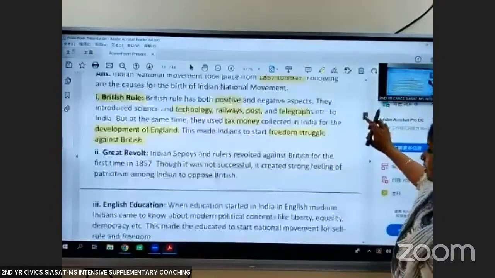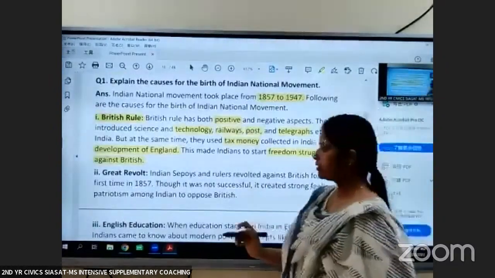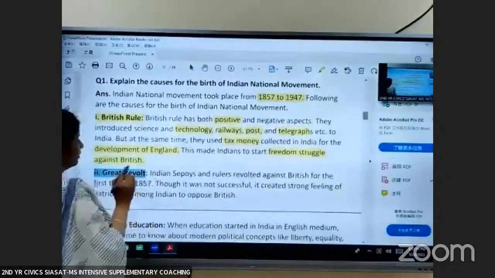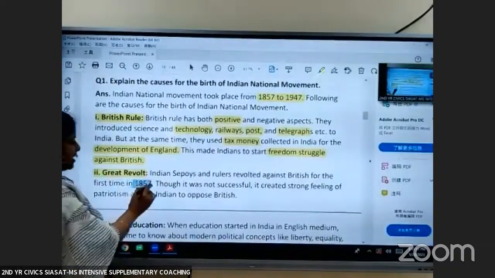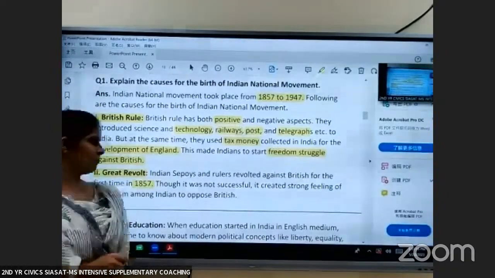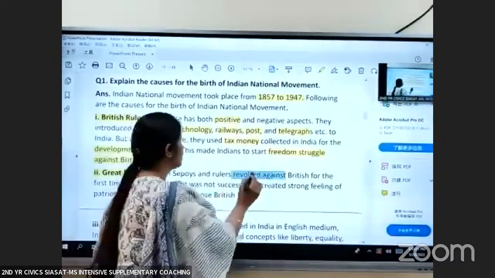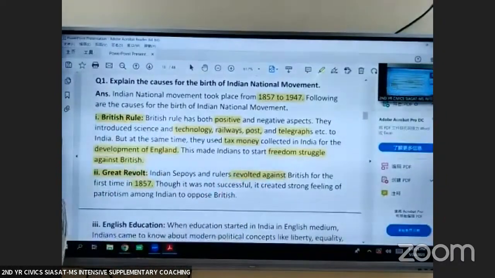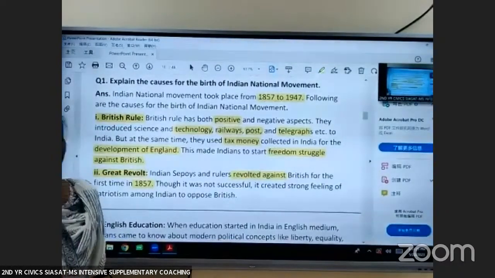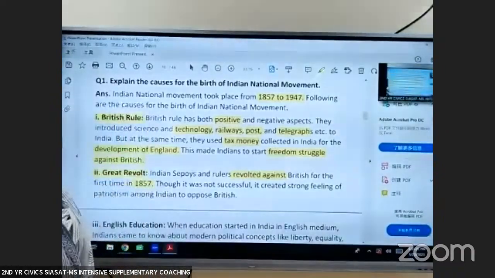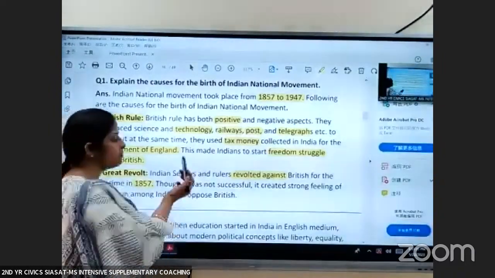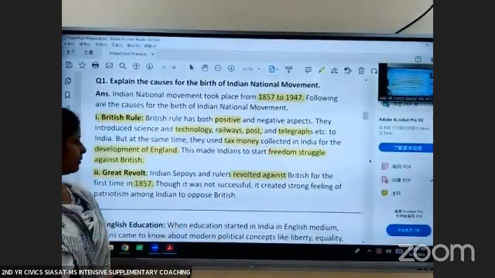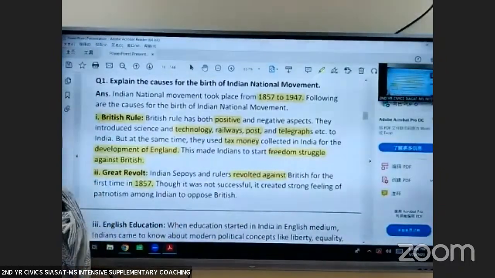Let us see the next point. First is the Great Revolt, the revolt of 1857. In 1857, the Indian Sipahis who were in the British army revolted against the Britishers for the first time. And Indian rulers like Jhansi Lakshmi Bai, Tatya Tope and all, they also revolted against the exploitative policies of the Britishers. Indian Sipahis like Mangal Pandey, he was an Indian soldier in the British army.